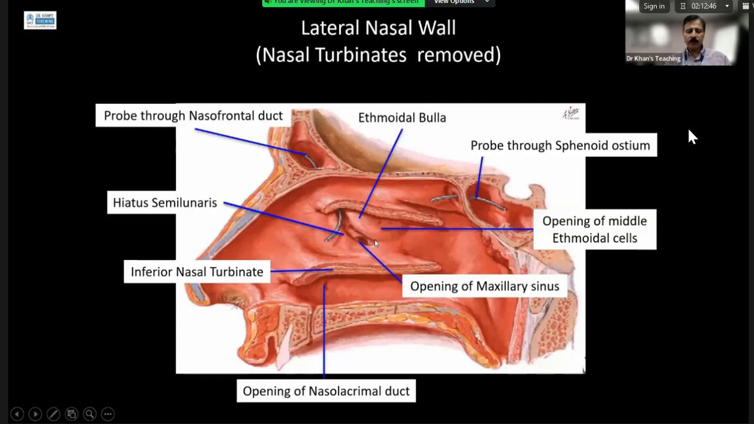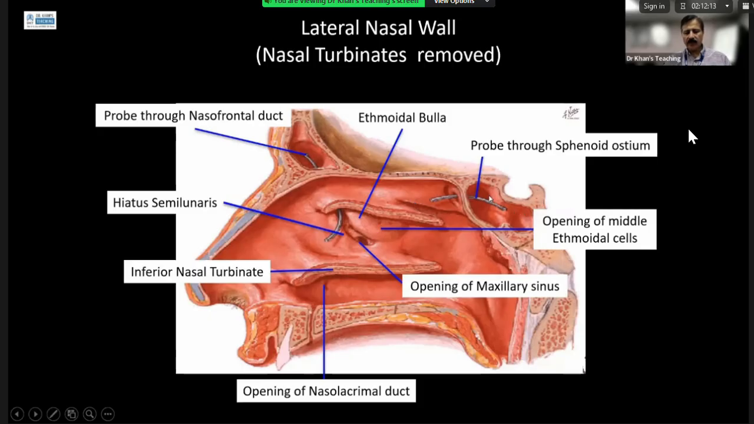So recap, into the hiatus semilunaris, the frontal sinus, the anterior ethmoidal sinus, the middle ethmoidal sinus, as well as the maxillary sinus, all of them drain, ultimately into the middle meatus, and then drain into the nasopharynx. Now, the posterior ethmoid sinus actually drains into the superior meatus, which is not very well seen on radiology.